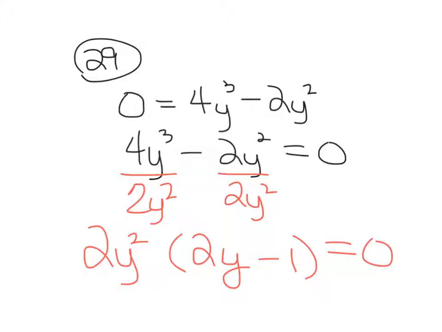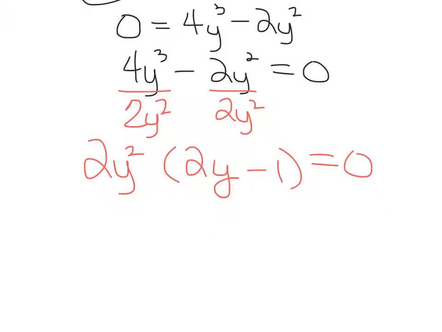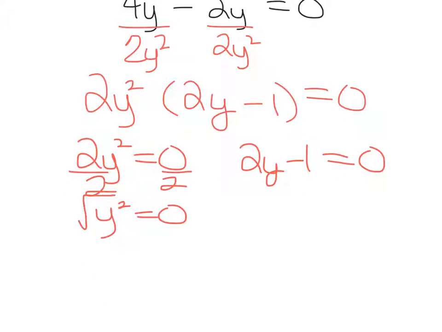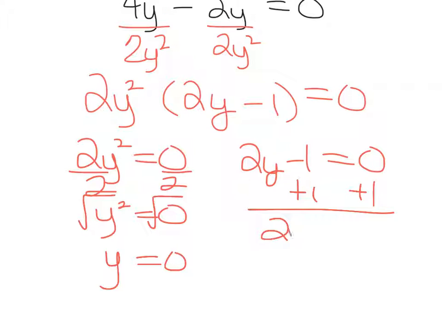And now I would set each of my factors equal to 0 and then solve. So 2y squared equals 0 and 2y minus 1 equals 0. Divide by 2. y squared equals 0. And then technically what we should do here is square root this, but the square root of 0 is just 0. Over here, add 1, divide by 2, and my other solution is 1/2.